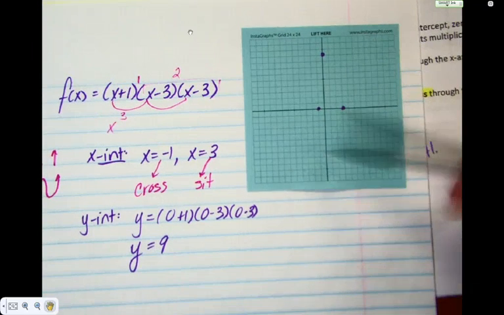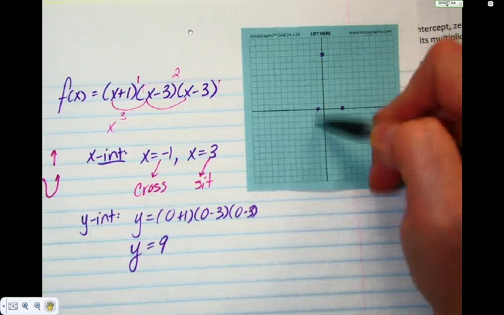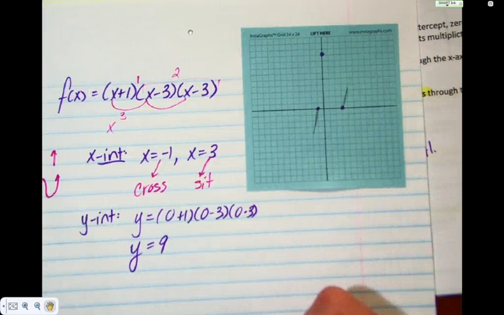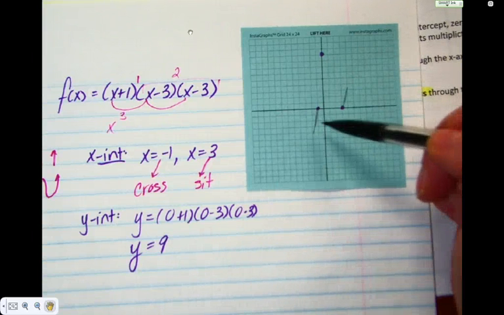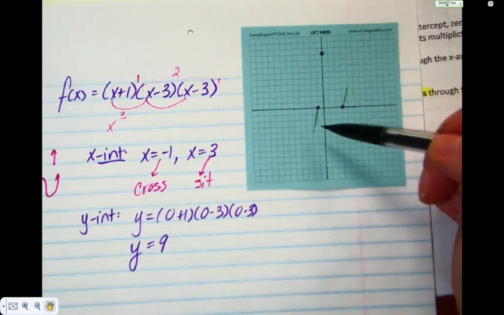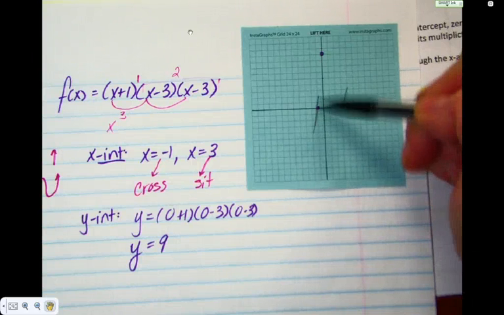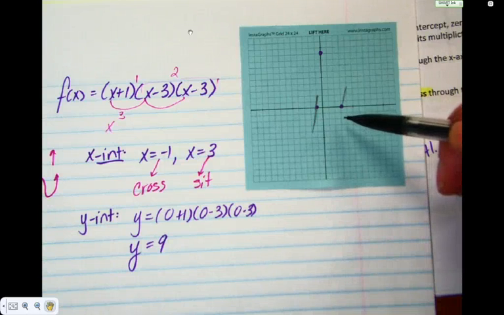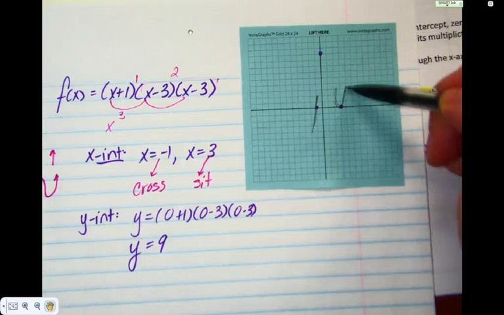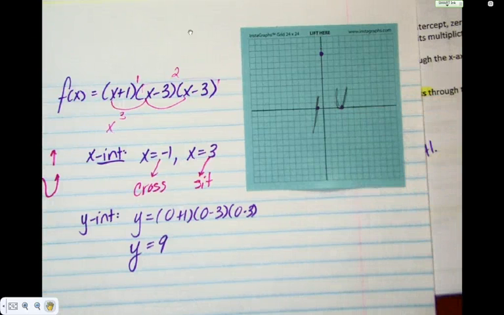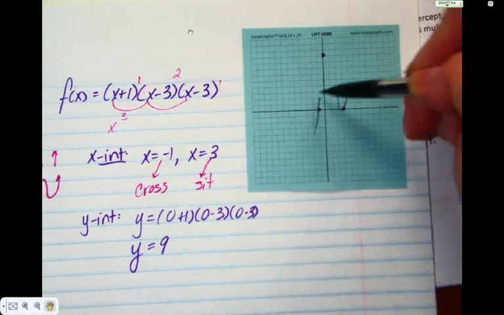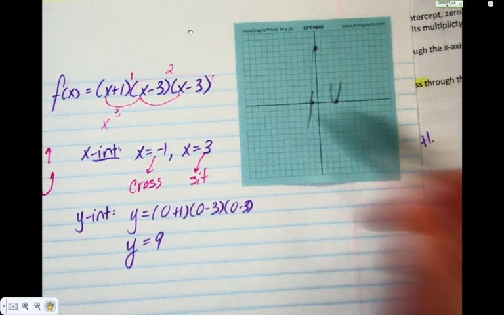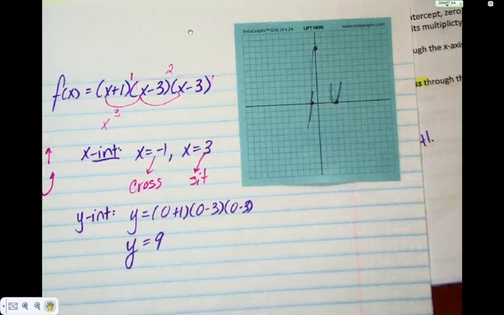Tell me what's going to happen at the left. Tell me what's happening at the right. Tell me at the first x-intercept, does it cross or does it sit? So I'm going to actually just show it crossing. What happens at the right intercept? So I'm just going to show it bouncing back up. So it's just sitting, it's not crossing. So we know it has to go through the y-intercept, and we know it has to go through those x-intercepts. We know it crosses on the left, and it just sits on the right.